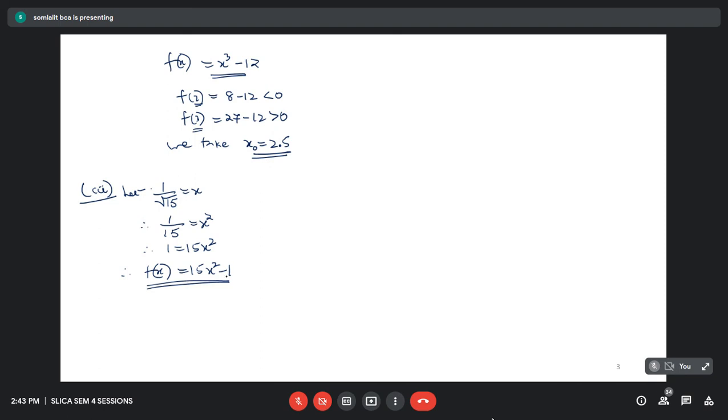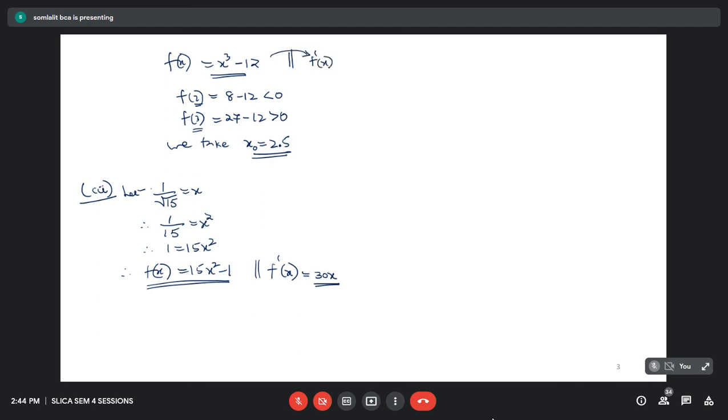And this is a function. You need f dash x also. What is f dash x here? Can you tell me? Here also you require it. What is f dash x in this case? 30x. Yes, 30x. So 15 as it is, and the derivative of x squared is 2x, so this is 30x.